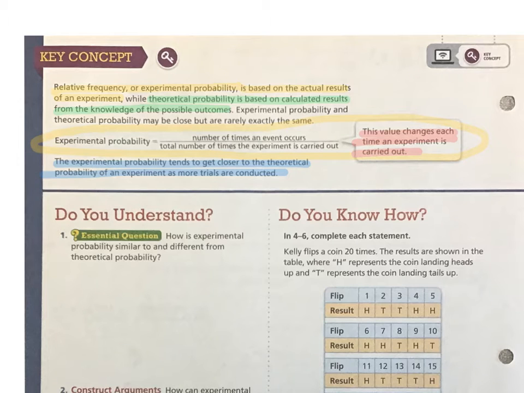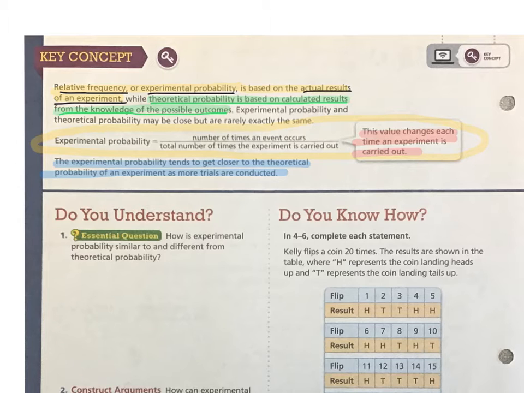Remember, relative frequency is also known as experimental probability. Those two words are synonyms, and it's based on the actual results of an experiment. In other words, what actually happened. The theoretical probability comes from the calculated results and the knowledge of the possible outcomes. So this is what should happen. Experimental probability and theoretical probability may be close, but are rarely exactly the same.